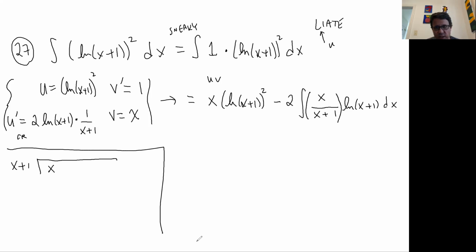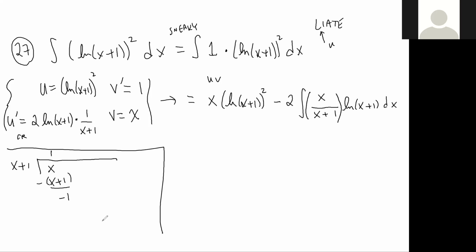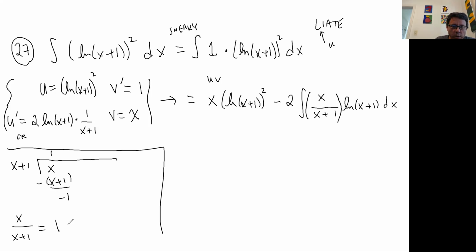Maybe you've already purged these neurons from your brain. But if you divide, this goes into this one time. You multiply these two things together, and then you subtract. So long division. I subtract the x's off, I subtract the 1 off, and I'm left with the remainder of 1. So what this means is that x over x plus 1 can be written as 1 with the remainder of 1 over x plus 1. Like that.